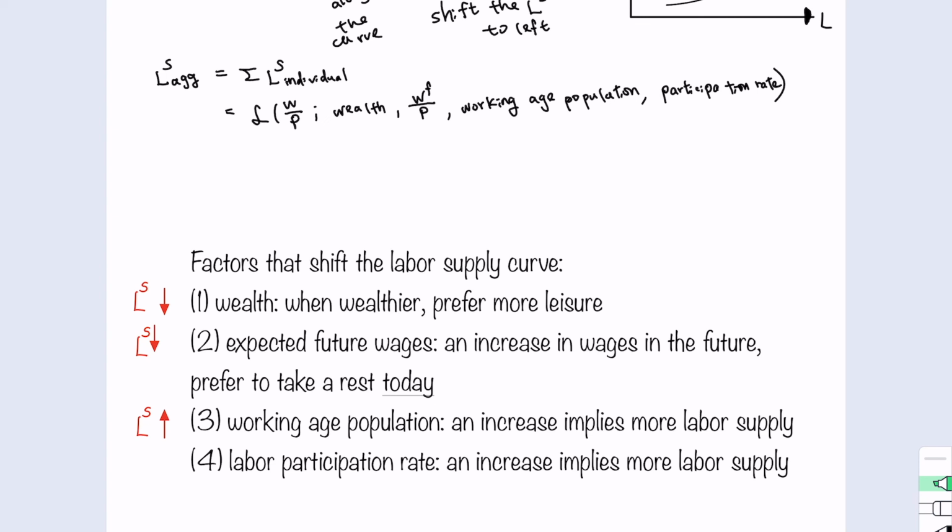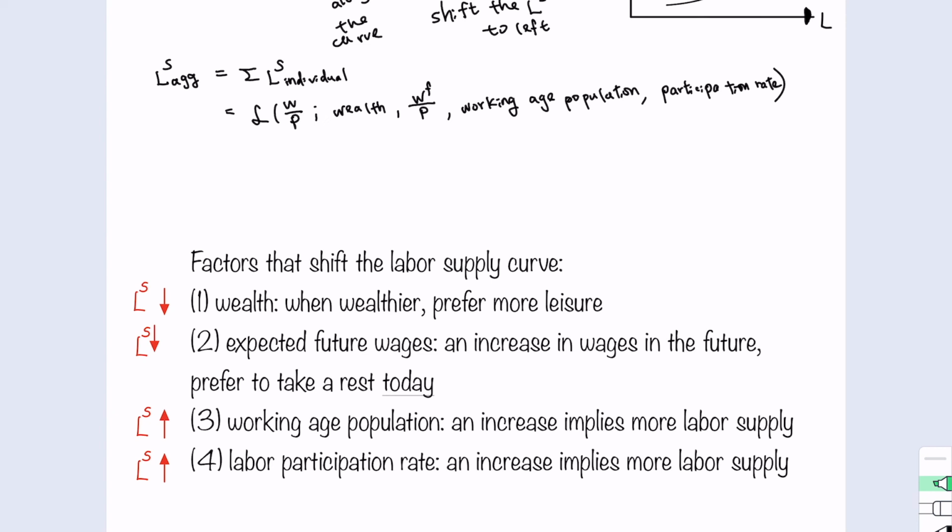When there is an increase in the labor participation rate, it means that there is more labor supply. Because when we are adding up the labor supply by all the individuals, now we have more to add up. So when that happens, it will shift the labor supply curve to the right, because given the same wage rate, the quantity of labor supply increases.